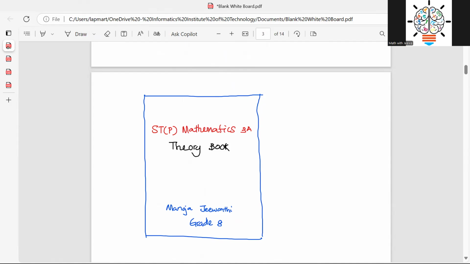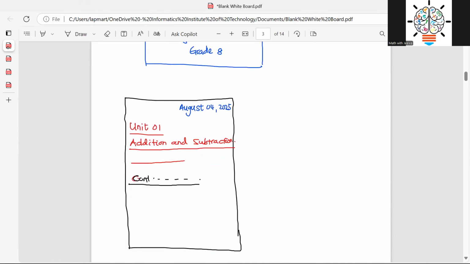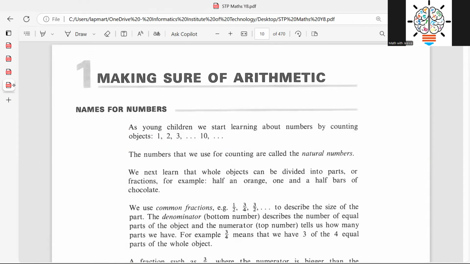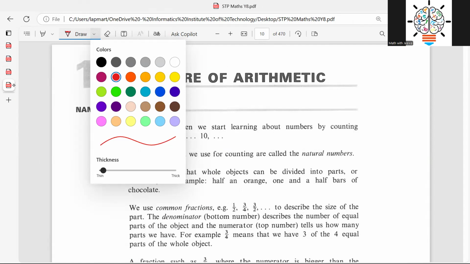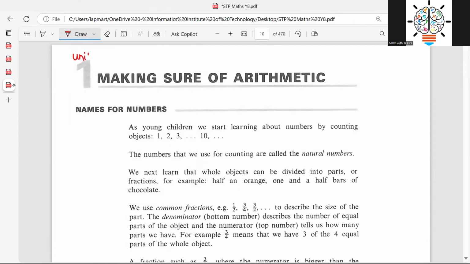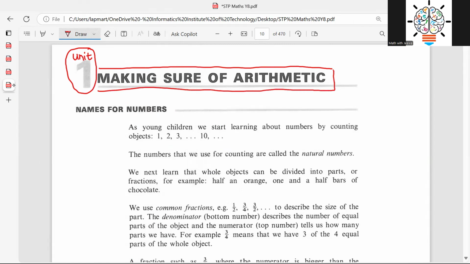It's like this. So you go to the next page. The next page should be like this, right? You put the date and you write Unit 1, and the name is making sure of arithmetic. All these things you want to write in pink color. So this is Unit 1, right? Then you want to write making sure of arithmetic. So this is the main topic, right? And then you write the subtopic, names for numbers. So this is the subtopic, right?